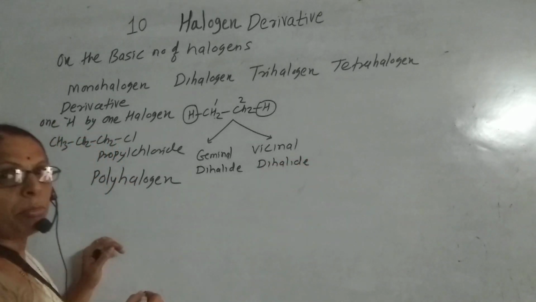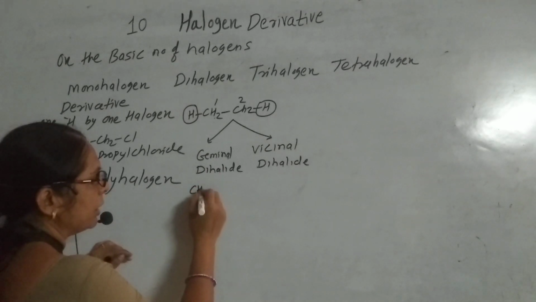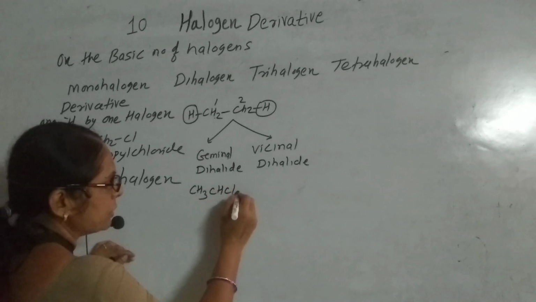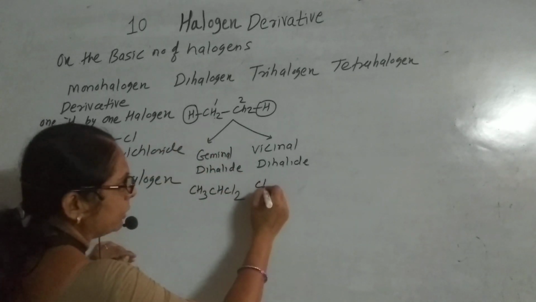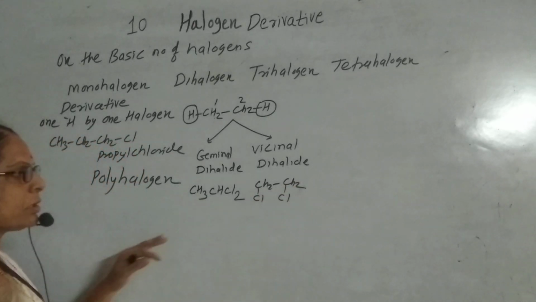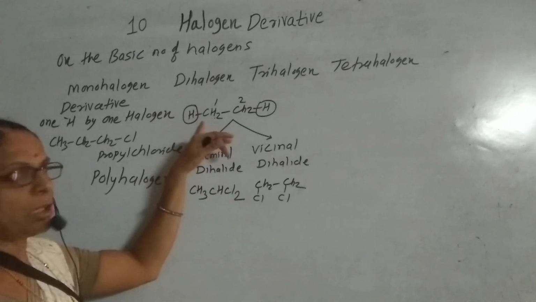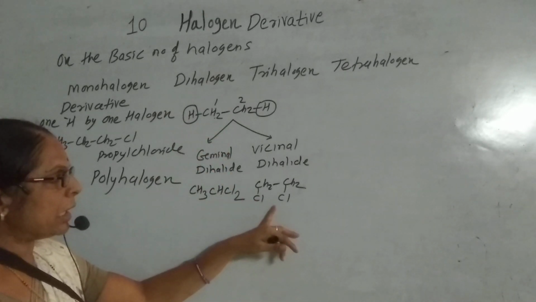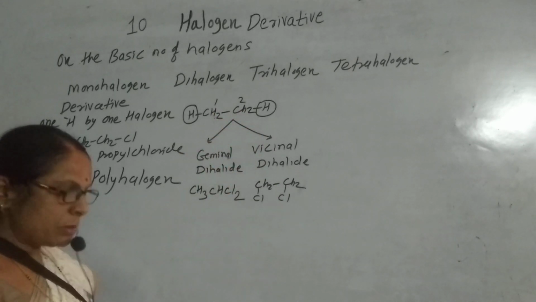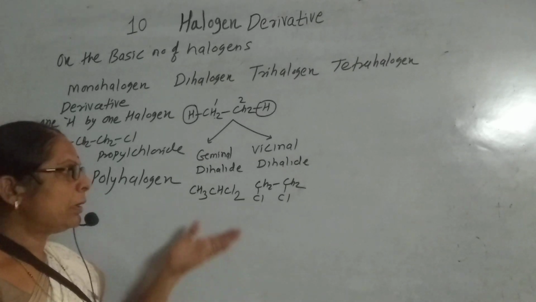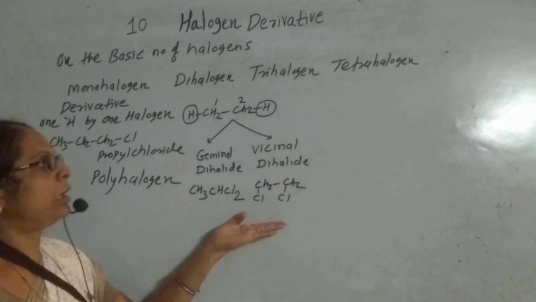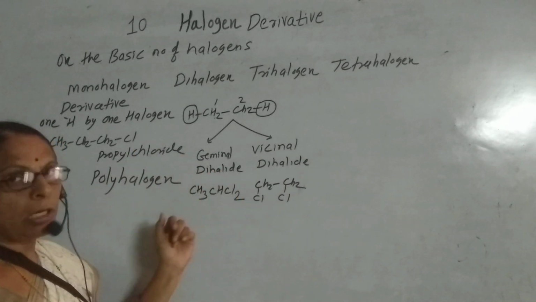When I say it is a geminal dihalide, suppose I consider the example CH3, I replace both the hydrogens from carbon number 2, so I get CHCl2. If I replace from the adjacent carbon, I have the example like this. So this is a geminal dihalide of the ethane and this is a vicinal dihalide of the ethane. The difference is whether the hydrogens are replaced from the same carbon or from different carbons. So I get geminal and vicinal dihalide.